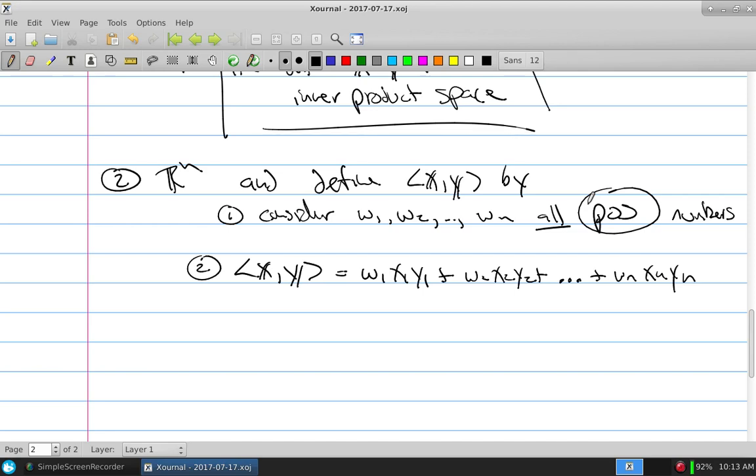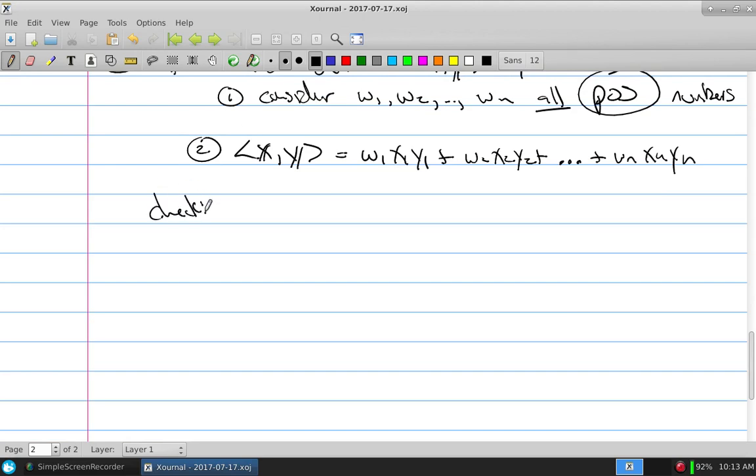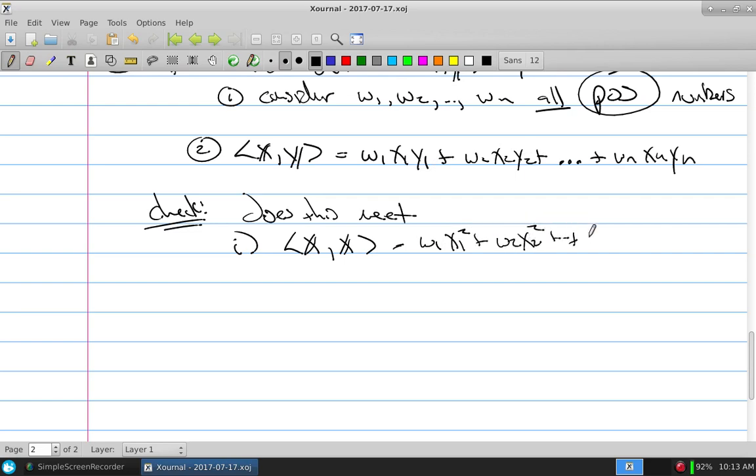Now, if I said it forms an inner product, what does that really mean? It meets those three conditions. Well, we could actually check. What's the first condition? It must be greater than or equal to zero. Is that true? How do I do that? If I take it with itself, x1 y1 is really x1 x1, right? x2 y2 is really x2 x2. So this is equal to W1 times x1 squared plus W2 times x2 squared plus everything up to Wn times xn squared. Now, is that a positive number?